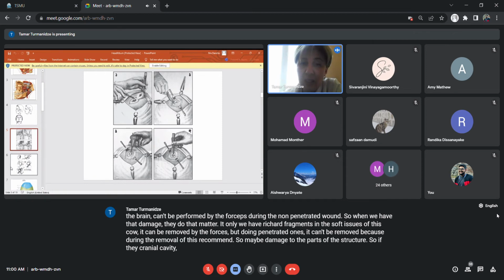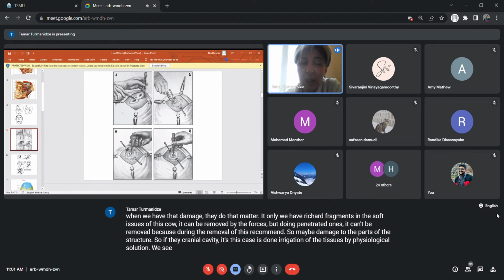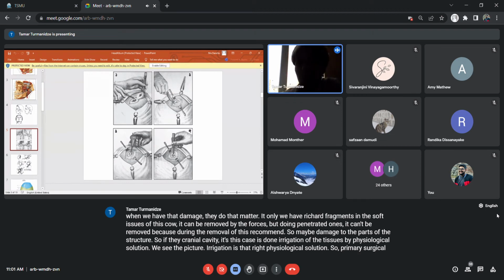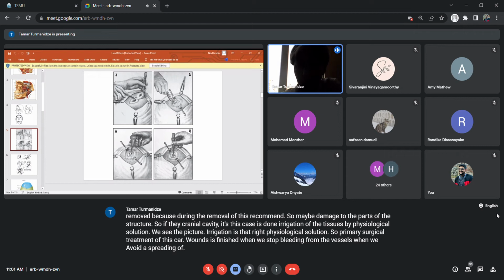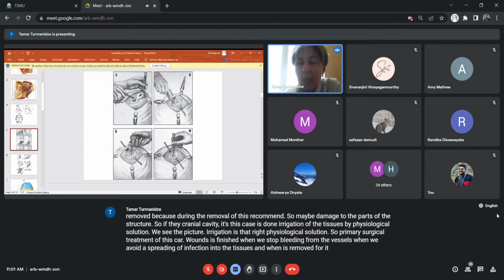In this case, irrigation of the tissues by physiological solution is done. And we see on the picture irrigation is done by physiological solution. So primary surgical treatment of the skull wounds is finished when we stop bleeding from the vessels, when we avoid spreading of infection into the tissues, and when foreign bodies are removed from the tissues.